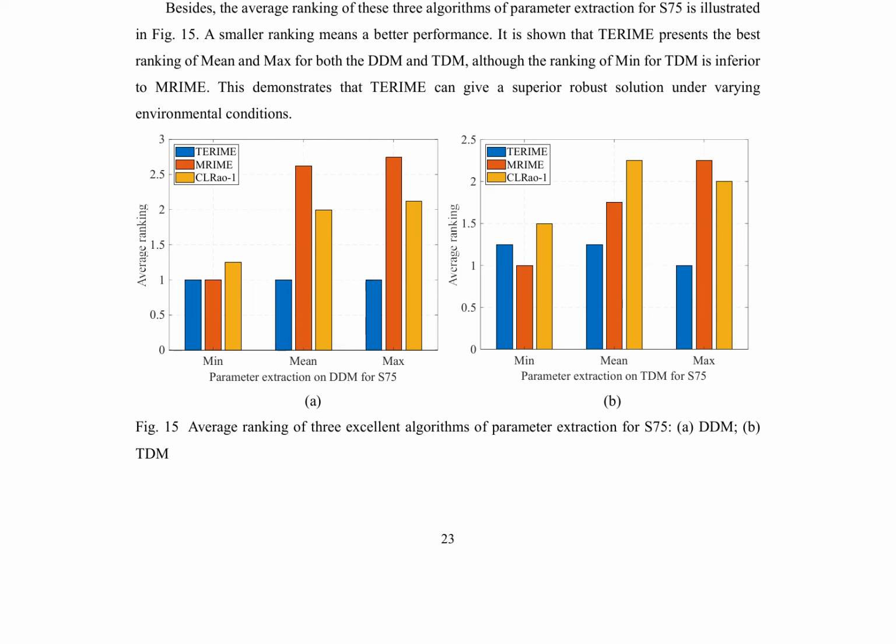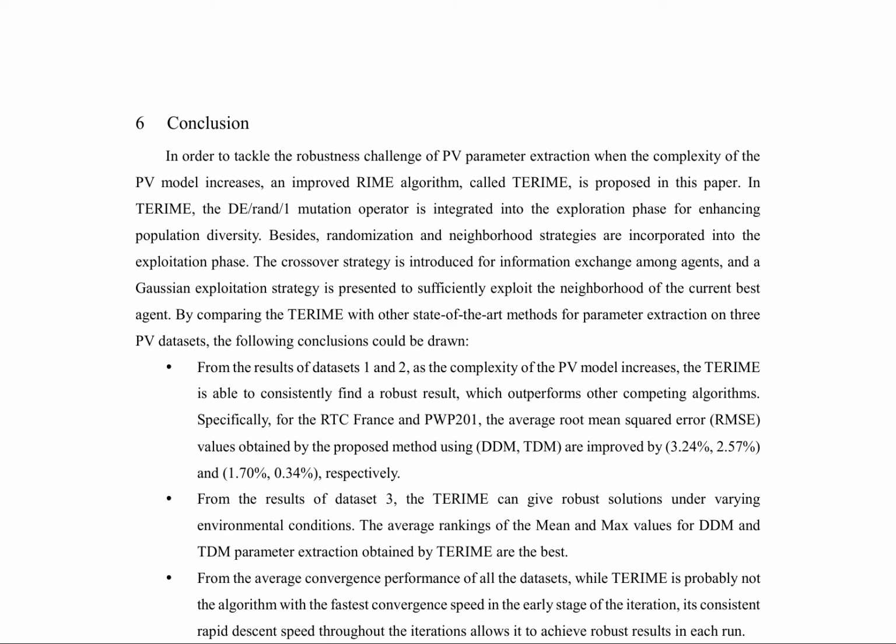The TERIME algorithm, an improved version of RIME, addresses the robustness challenge of photovoltaic (PV) parameter extraction by integrating the rand1 mutation operator for population diversity and randomization and neighborhood strategies for exploitation. It also introduces a crossover strategy for information exchange and a Gaussian exploitation strategy.